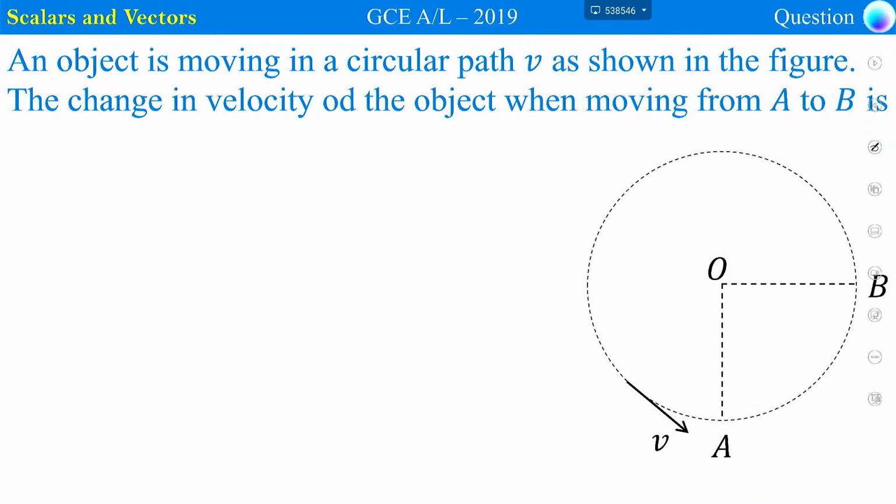2019 question. An object is moving in a circular path as shown in the figure. The change in velocity of the object when moving from A to B is, okay, A to B. It goes from A to B. So B is the final one. So we take that, A to B.